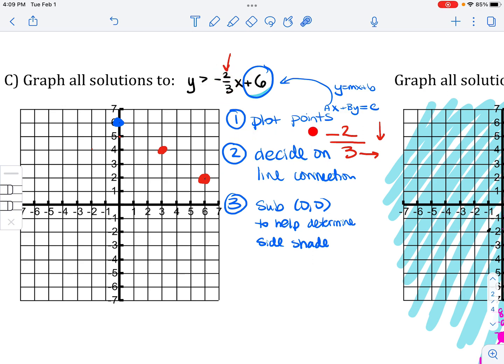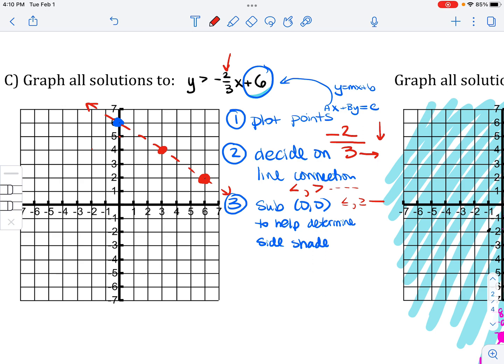So step 1 complete. Now we have to decide on the line connection, and that's dependent on the symbol. These we connect with a dash. These we connect with a solid. So since the symbol here is missing that line underneath, I'm going to connect with a dash line. All that really means is I'm just going to make a bunch of dashes, and connect them together. All right, so step 2, easy peasy.